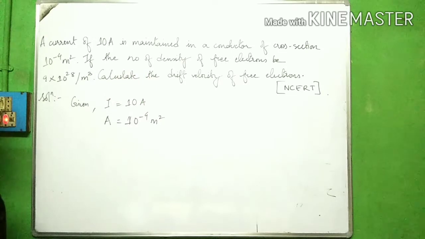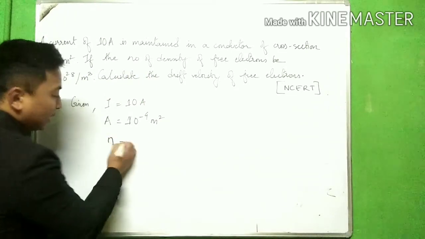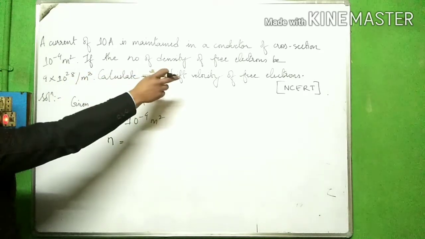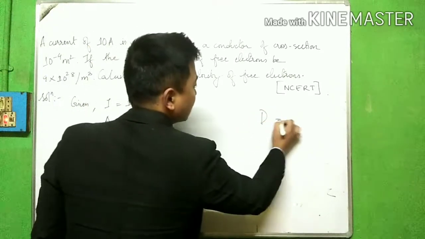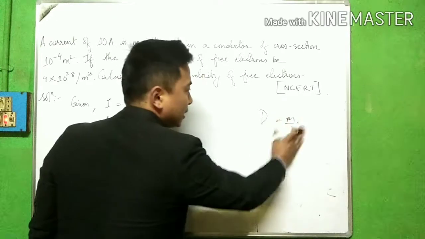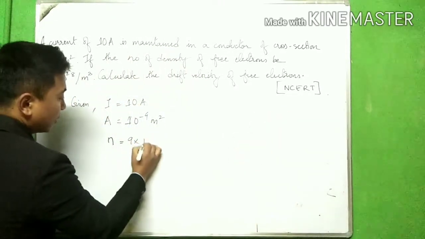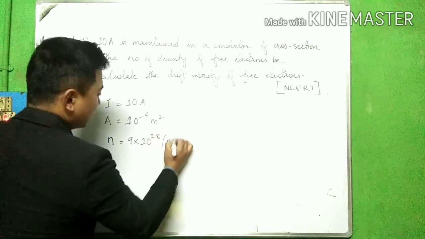If the number density of free electrons, that is n, what was n? Number of free electrons per unit volume, which is also called density. Why? Because density is mass upon volume, so once per volume comes, it is a density. Okay, so what is the value of n? 9 into 10 to the power 28 per meter cube.